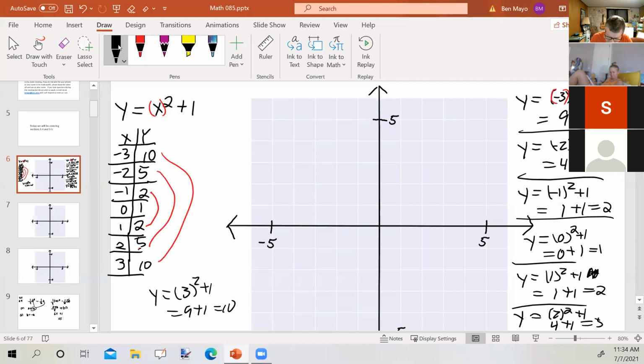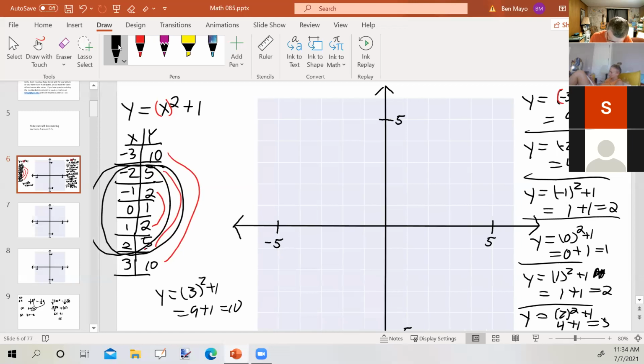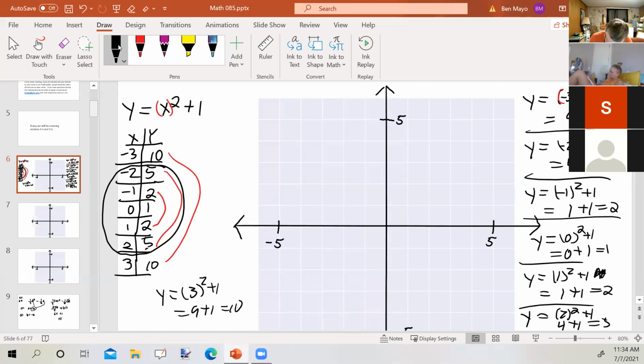Well, let's see what this graph looks like. -3, 10, I can't graph that with this grid, and I could switch grids, but I don't want to go to all that trouble right now. So let's just graph the ones that we can. If x is -2, y is 5. If x is -1, y is 2. If x is 0, y is 1. If x is 1, y is 2. If x is 2, y is 5, and then 3, 10 is off the grid.